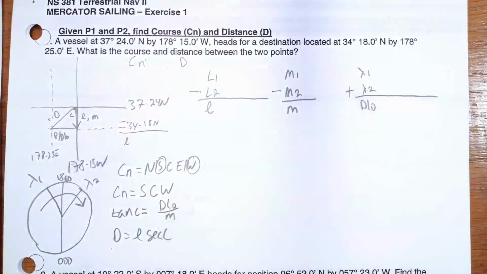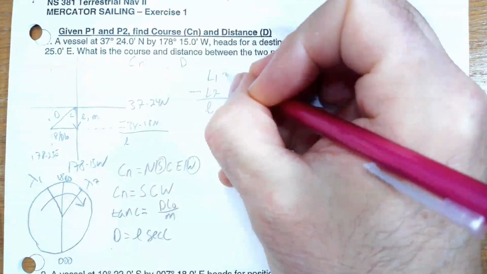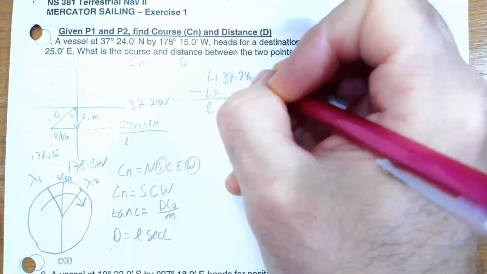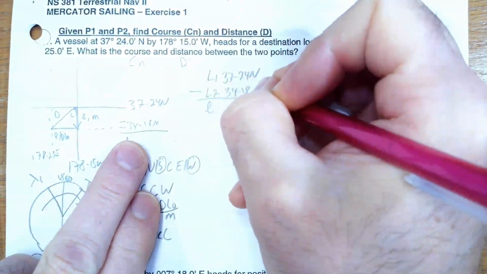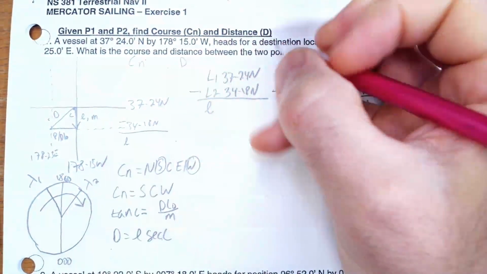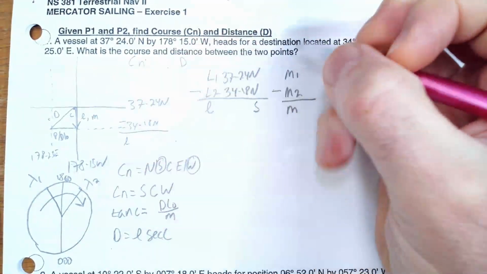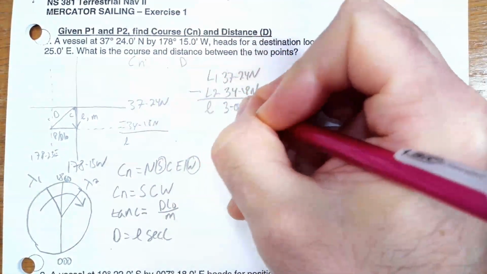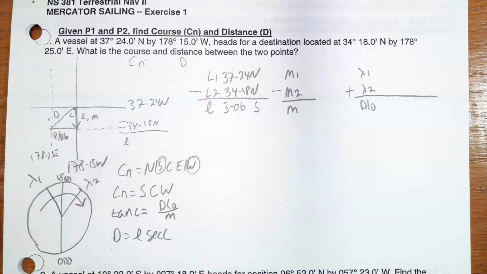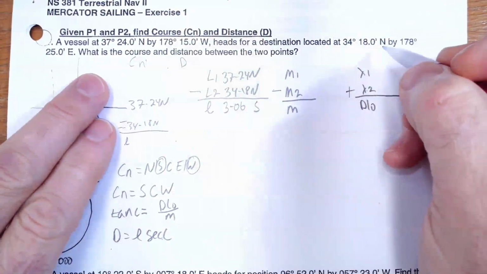Okay? Great. So now I can start to populate a little bit. L1 is 37°24' north. And L2 is 34°18' north. Okay? So that direction of l is to the south, so that becomes south. And then when I do my math, I get 306. Okay, great.